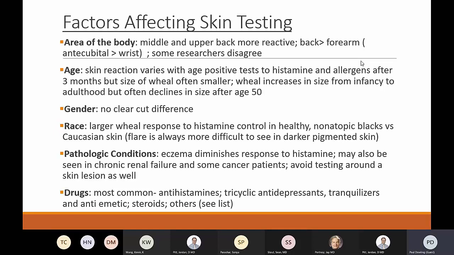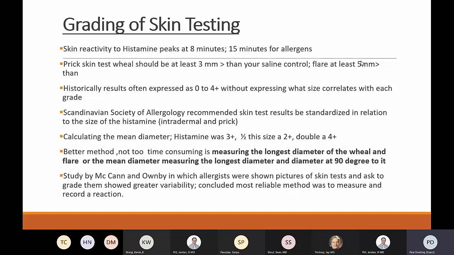Grading of skin testing. This is another area of a lot of disagreement or different ways of doing things, I guess. The reactivity to histamine, as I mentioned before, usually peaks in 8 minutes, and allergens in 15 minutes. We usually put on skin tests, and then 15 minutes later, we'll go and read the results, and that's where you get the best wheal and flare.